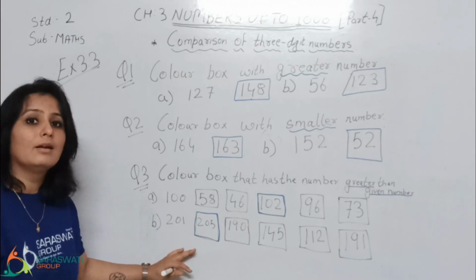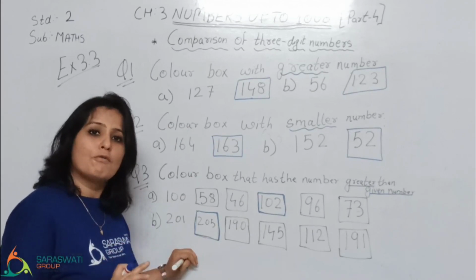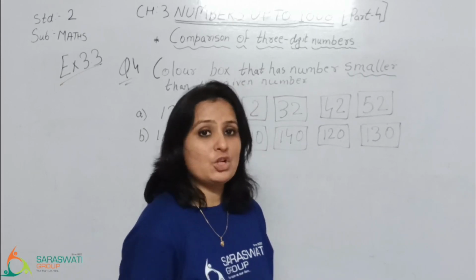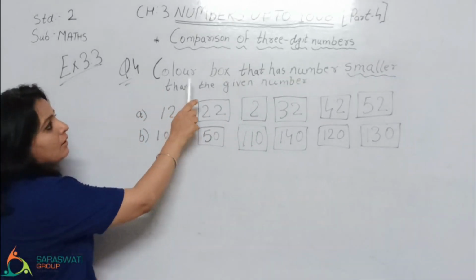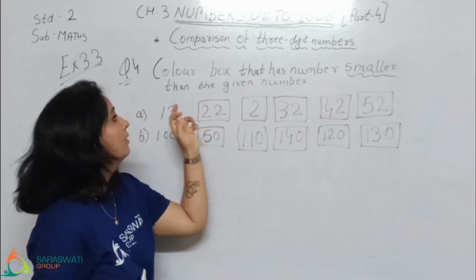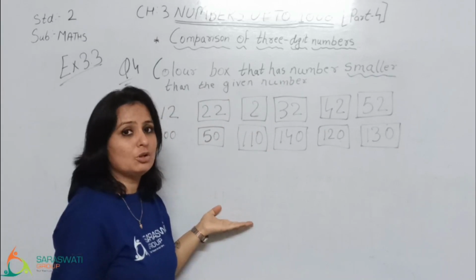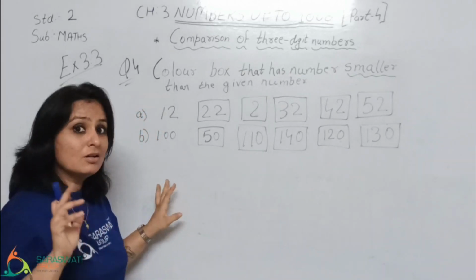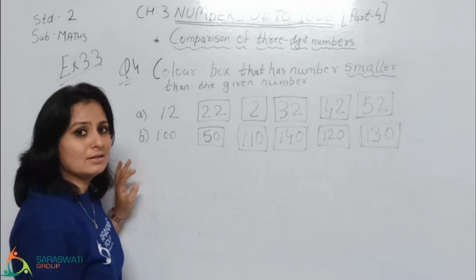राइट चिल्ड्रन? नाउ लेट मी इरेज माई बोर्ड एंड आई विल सॉल्व क्वेश्चन नंबर 4 ऑल्सो. चिल्ड्रन, नाउ मूविंग ऑन टू क्वेश्चन नंबर 4. It says color the box that has number smaller than the given number. In the previous question we did greater number, but now we are asked for smaller number than the given number. So let us start.